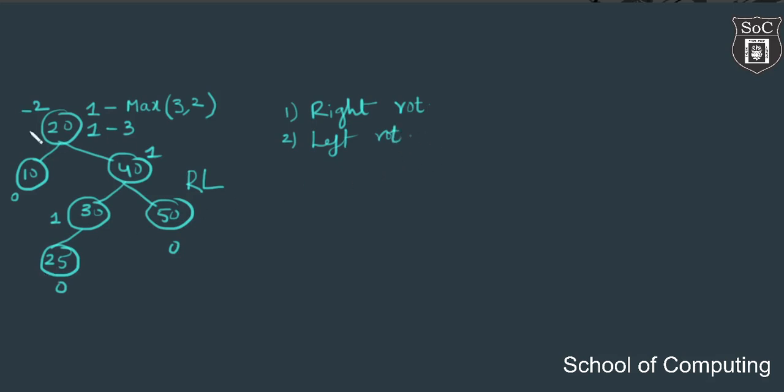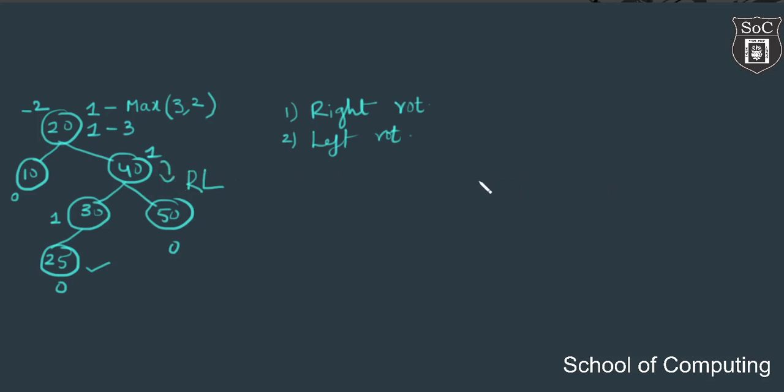Now look at this particular tree. The problem occurred because of whom? The problem has occurred because of 25. Now I need to do a right rotation on the successor, and a left rotation on the imbalanced node. The imbalanced node is 20. So who is the successor? 40 is the successor. Do a right rotation.